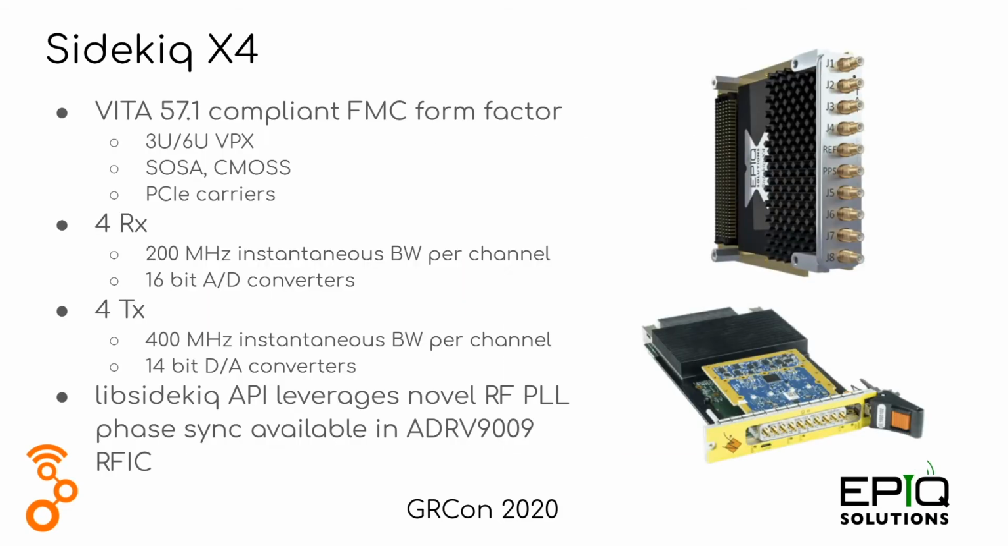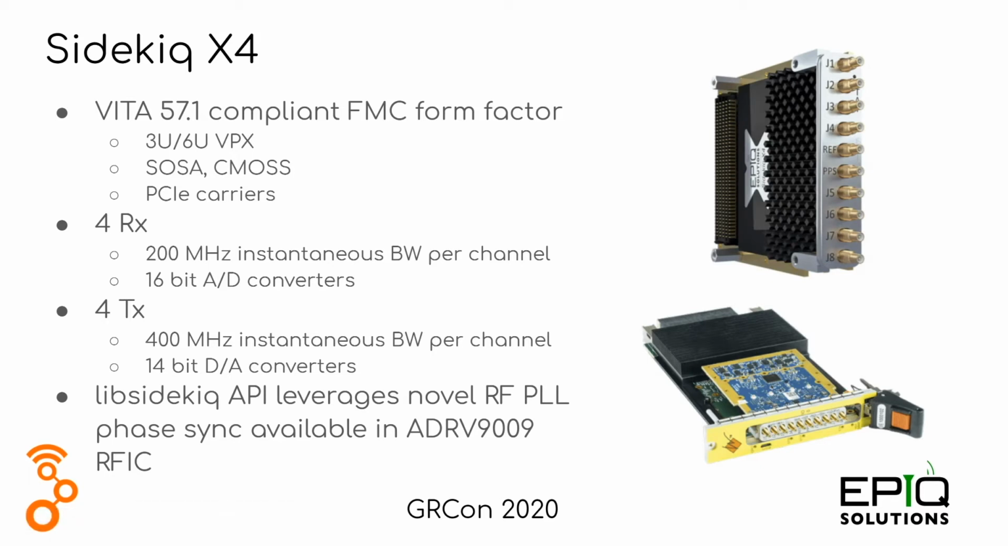So we've developed a radio to sort of tackle this phase coherency problem. It's called the Sidekiq X4. There's a picture of it here. It's an FMC form factor, so any host that'll support an FMC 57.1 can hold a Sidekiq X4. It's got 4 receive and 4 transmit channels, 200 megahertz bandwidth on the receive, 16-bit A to D converters. We're going to be talking about receive today, so I'll focus on that. And all this is controlled with our Sidekiq API, which some of you may be familiar with.